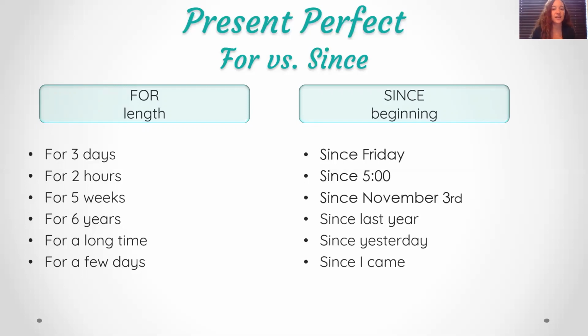So we can say since Friday, since 5 o'clock, since November 3rd, since last year, since yesterday, or since I came. It's possible that I use a specific action and my action will be in the simple past. Why? Because since is a specific moment, right? So since I came, I have listened to the teacher, for example. Good. So since will come with the simple past just after, but the other part of the sentence will be in the present perfect because the other action is not finished.